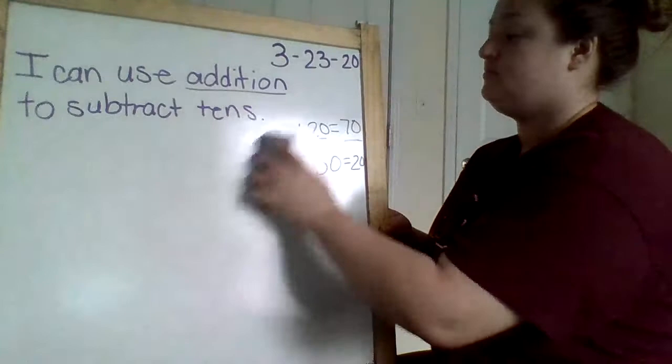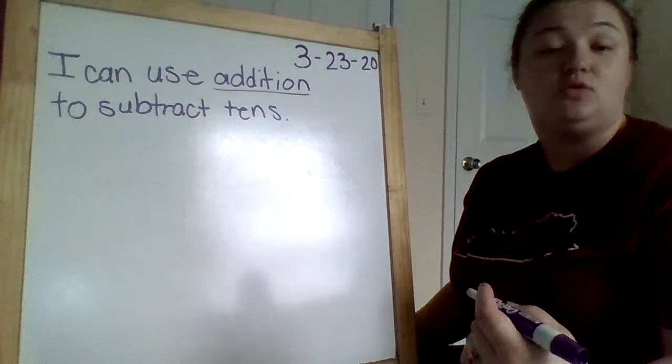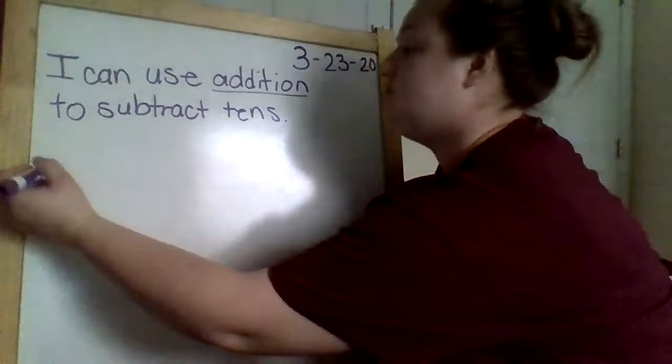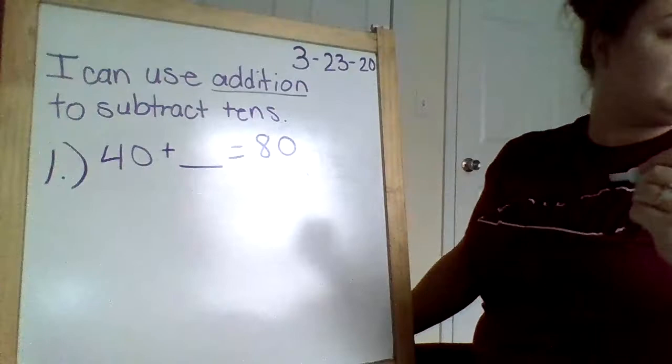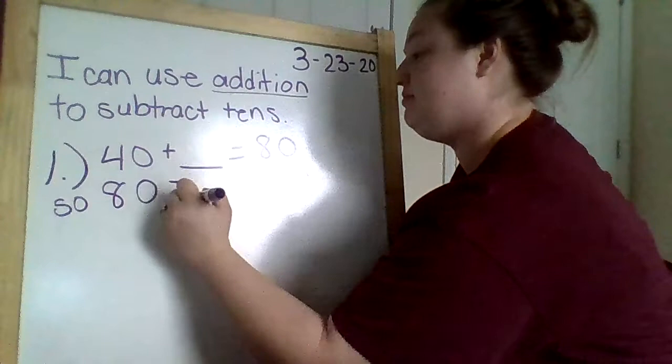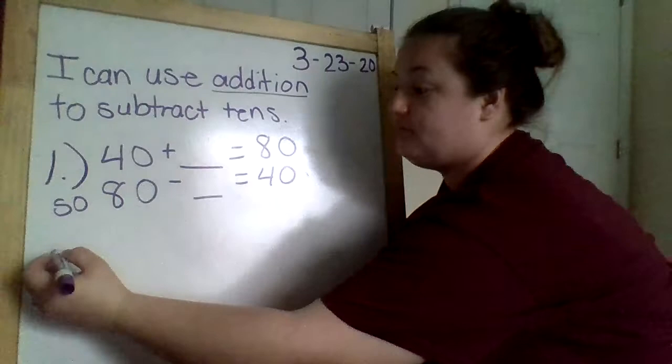I'm going to be looking at number one on your paper now. And if you don't have the paper, you'll need to either print the PDF off or just look at it and write it down on a piece of paper. That's fine with me. Okay, so number one says 40 plus blank equals 80. And then the last part says, so 80 subtract blank equals 40. Now, the same number is going to fill in both of these spots, but we're going to have to figure out what that number is. And to do that, we're going to start with a number line.